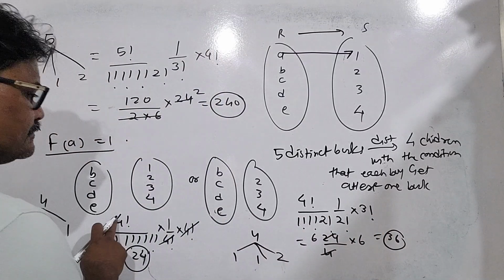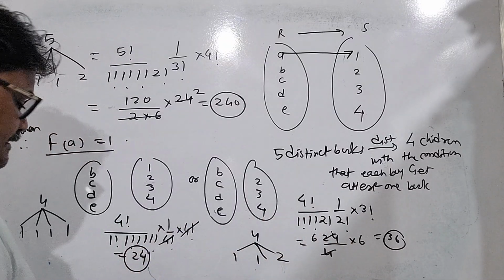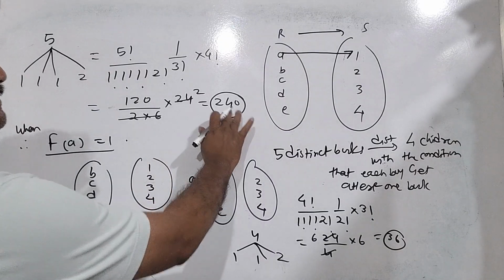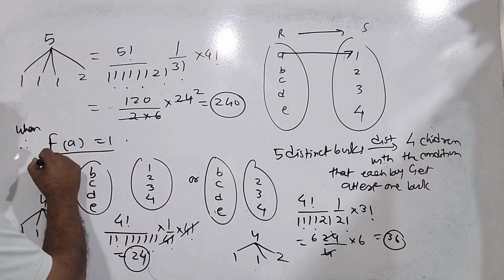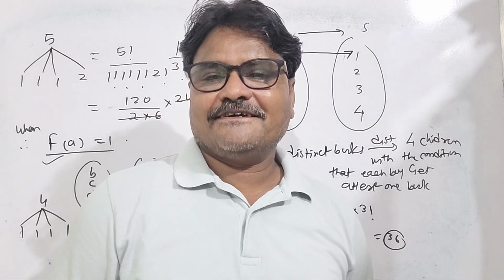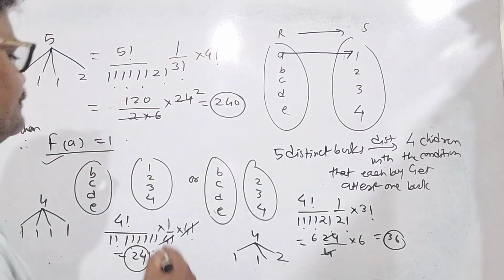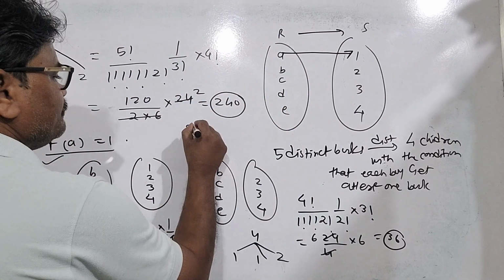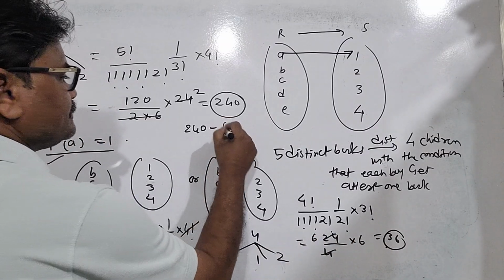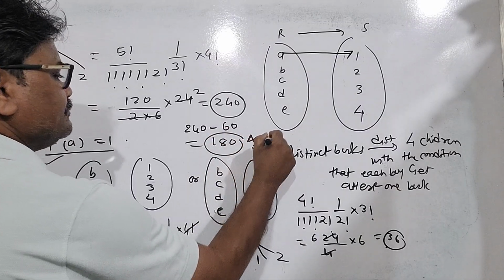So either this or this. So total is 24 plus 36, that is 60. So we have to subtract 60 from here. Correct? Why 60? Because we have considered that A is going to 1. But I don't want A going to 1. That number of onto functions I want. So therefore the final answer is 240 minus 36 minus 24, that is minus 60. And therefore the final answer is 180. 180 is your final answer.